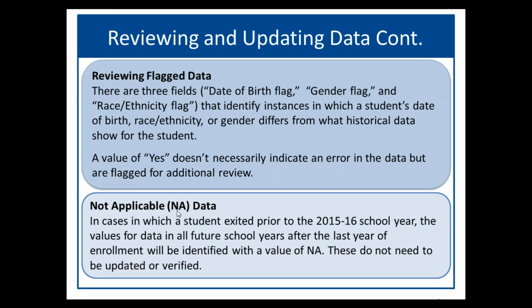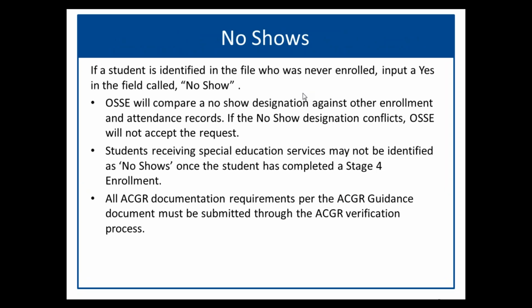And I'll jump down to my third bullet here, which is adding students. If there are students who enrolled after May 3rd who are not represented in your file, please add them to the data file. You can add them by adding a new row and completing all applicable data fields that you're able to complete. And then jumping back, completing missing data. Missing data are identified with a value of unknown. All fields marked unknown need to be updated. Please replace any unknowns with the correct values for that student.